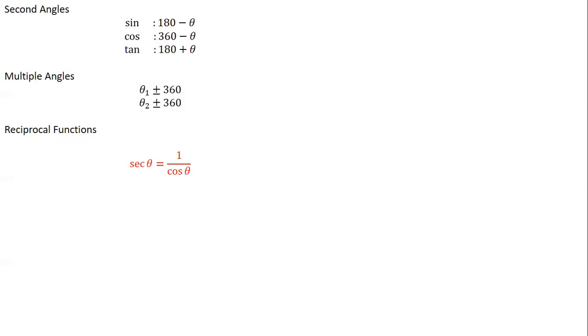Then we have reciprocal functions, which is next year stuff, which is in red. Sorry, this is year 2 trig, which we've already covered. So I've put that in red. We'll look at that next lesson. So sec is 1 over cos, cosec is 1 over sine, and cot is 1 over tan.